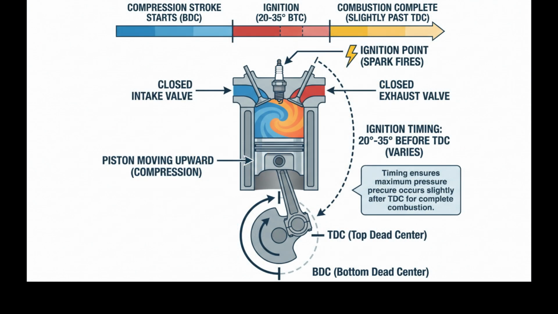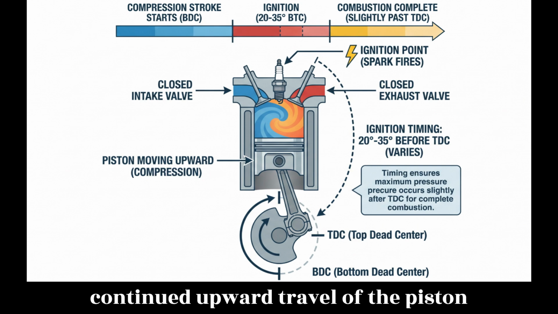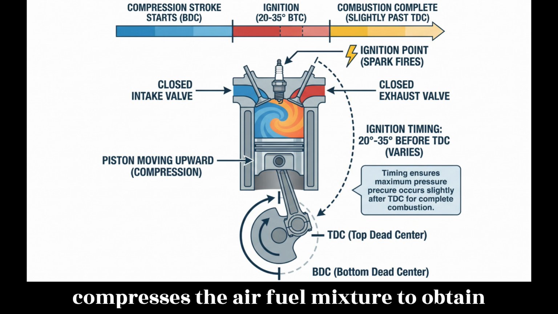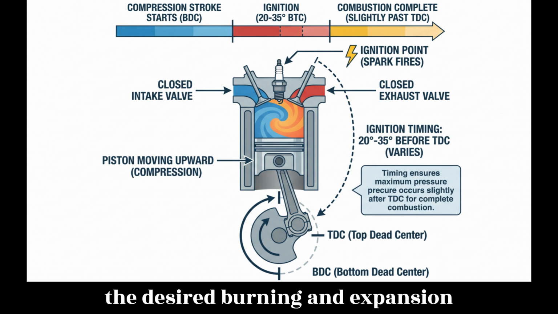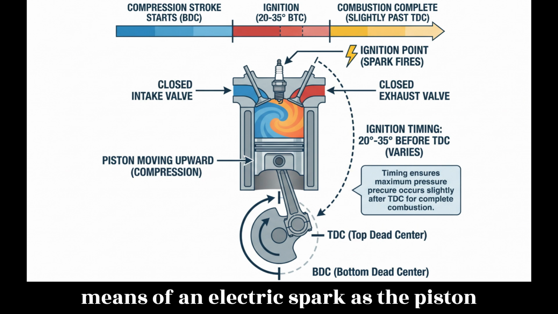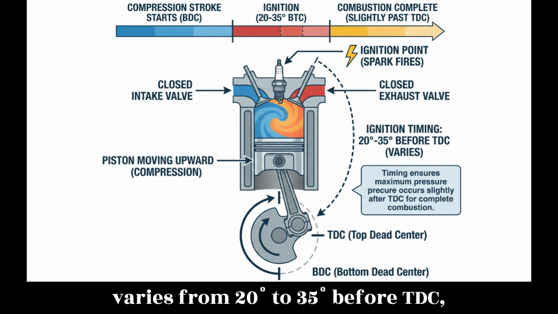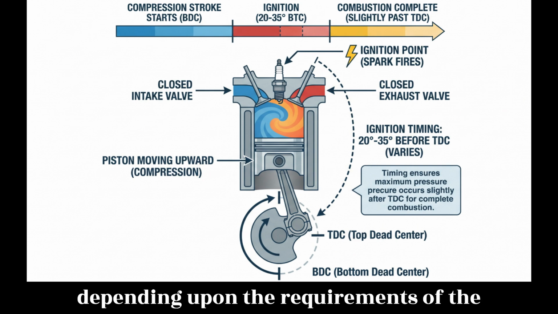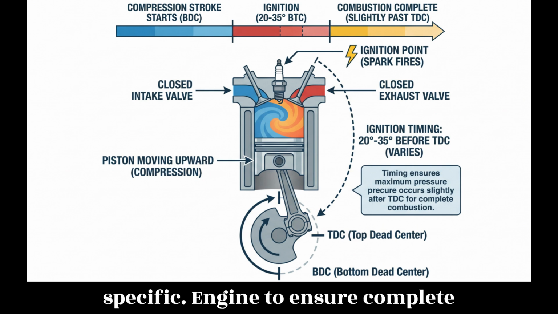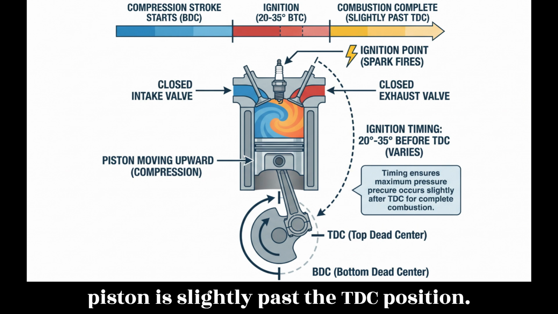Compression stroke. After the intake valve is closed, the continued upward travel of the piston compresses the air-fuel mixture to obtain the desired burning and expansion characteristics. The charge is fired by means of an electric spark as the piston approaches TDC. The time of ignition varies from 20 degrees to 35 degrees before TDC, depending upon the requirements of the specific engine to ensure complete combustion of the charge by the time the piston is slightly past the TDC position.